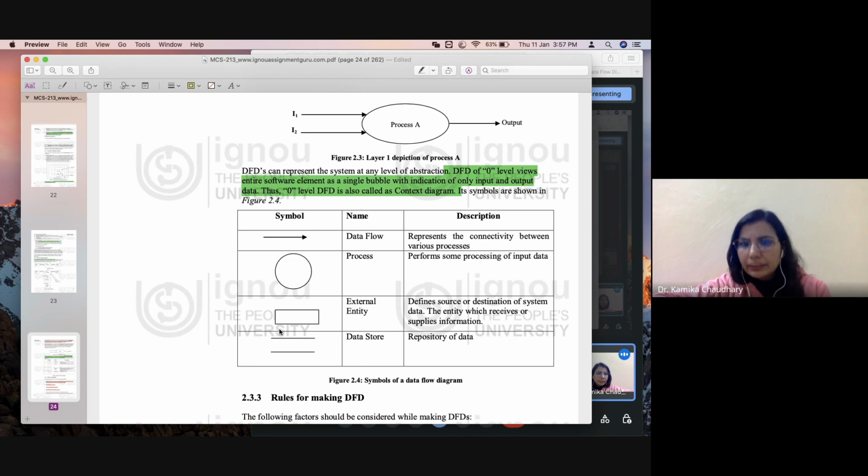When we have this rectangle in front of us, it means there is an external entity. It defines the source and destination of the system. External entity means the source is represented by this rectangle, and the destination is also represented by this rectangle. And when we have these two parallel lines, it means the storage of the data, or the repository of the data where the data is being stored. This is represented by these two parallel lines.